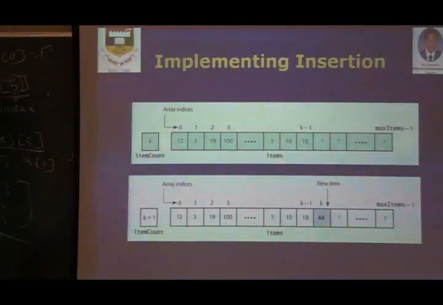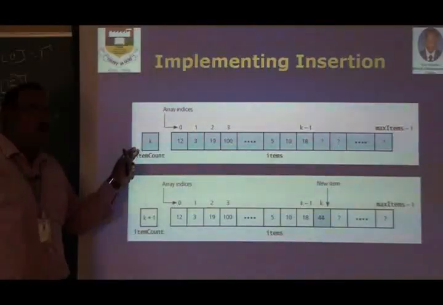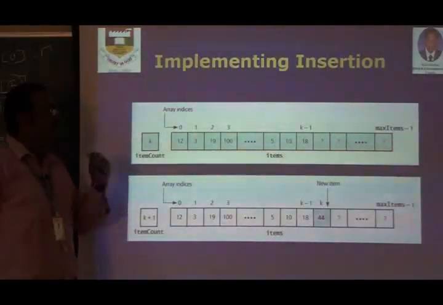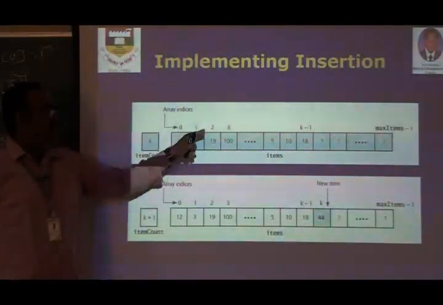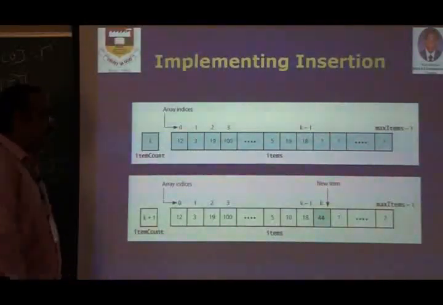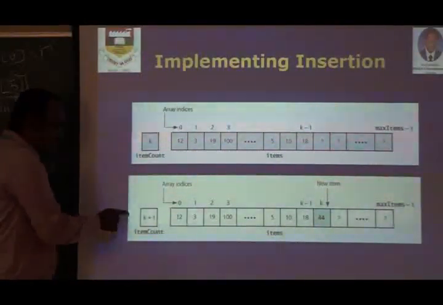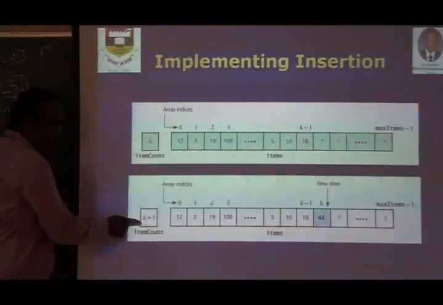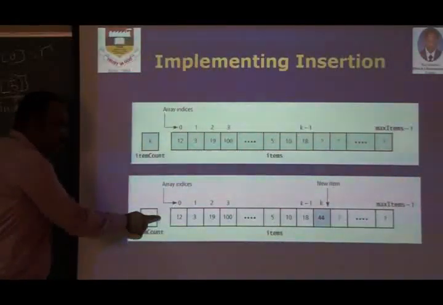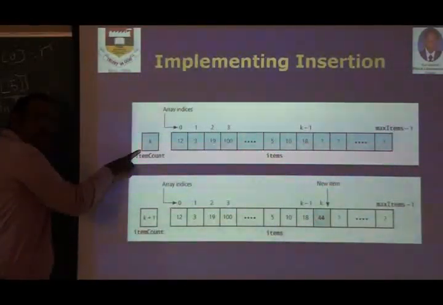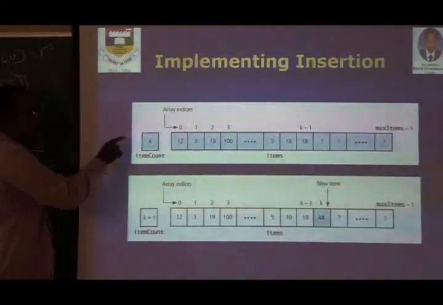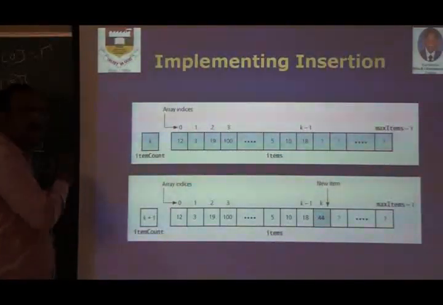So now the insertion is being implemented. Here k is the item count. How many elements are there? We represent that with k. The indexing is 0, 1, 2, 3, 4. So now after inserting, very simple, which we have already seen, we increment the item count to k plus 1. So initially k, after inserting k plus 1. If k is equal to 10, after insertion it's 11.